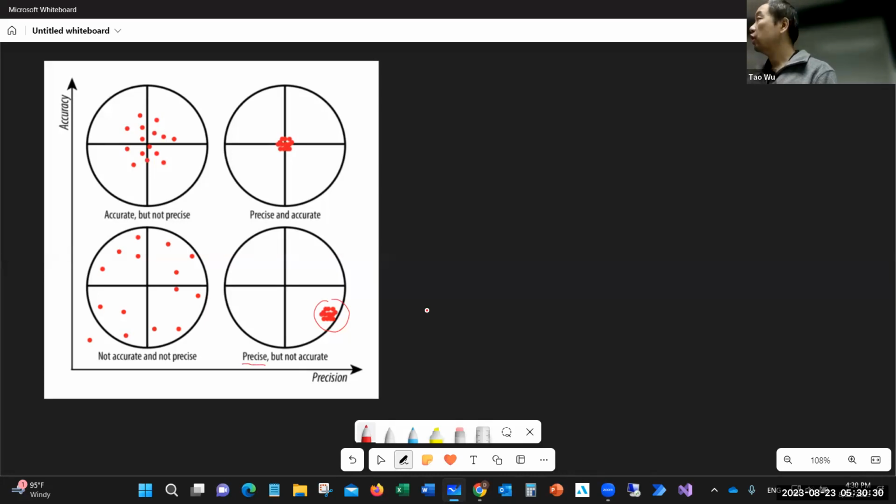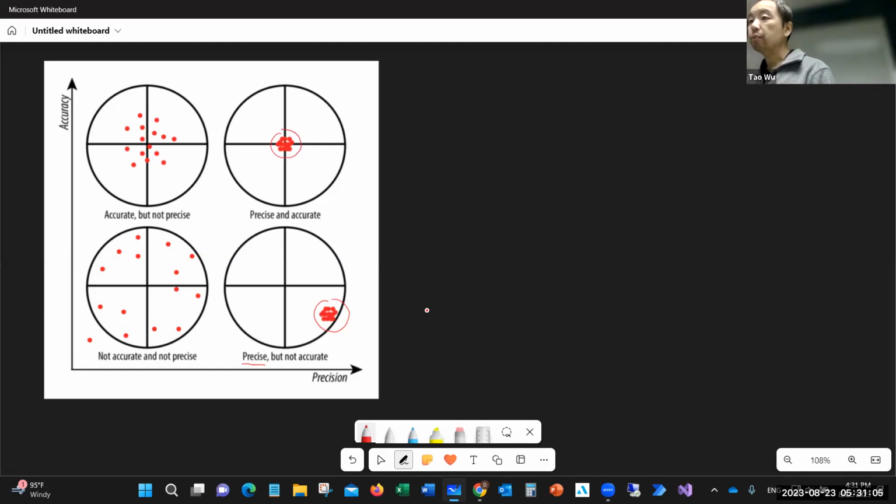Precise generally talks about when you have a lot of data and that data is repeatable. If the data is repeatable, that's precise, but not accurate. Accurate means it's close to the center, which is the target. If the data is close to the center, that means it's accurate. So that is why this part is called accurate and precise.